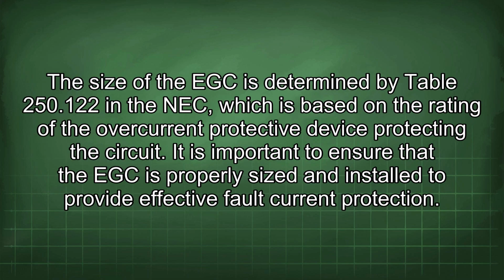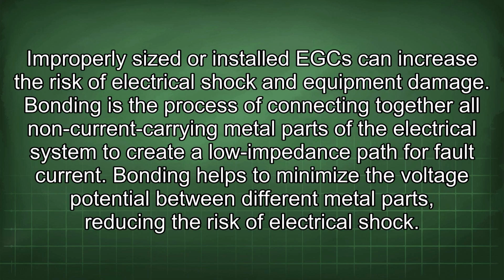The size of the EGC is determined by Table 250.122 in the NEC, which is based on the rating of the overcurrent protective device protecting the circuit. It is important to ensure that the EGC is properly sized and installed to provide effective fault current protection. An improperly sized or installed EGC can increase the risk of electrical shock and equipment damage.